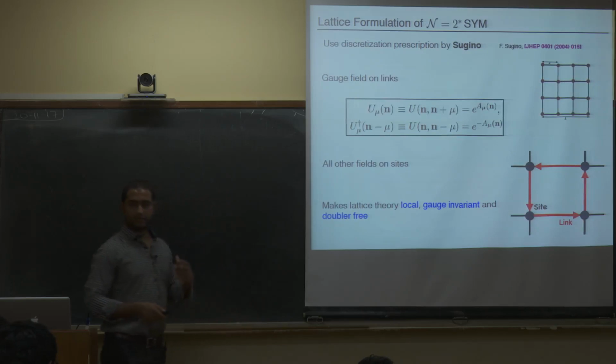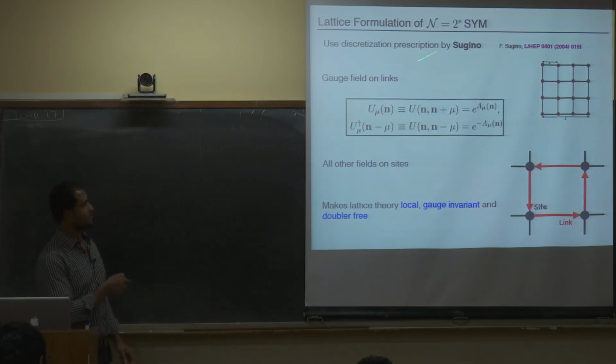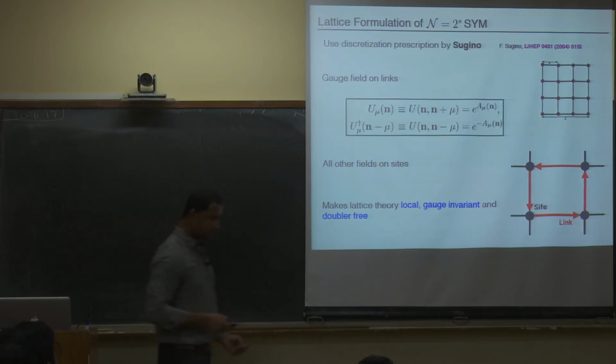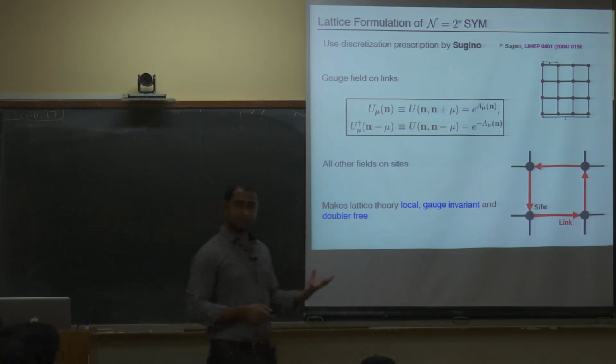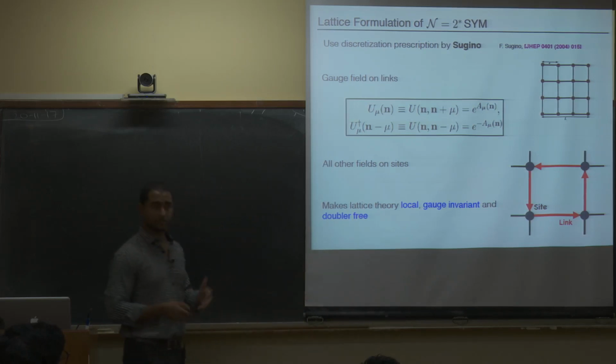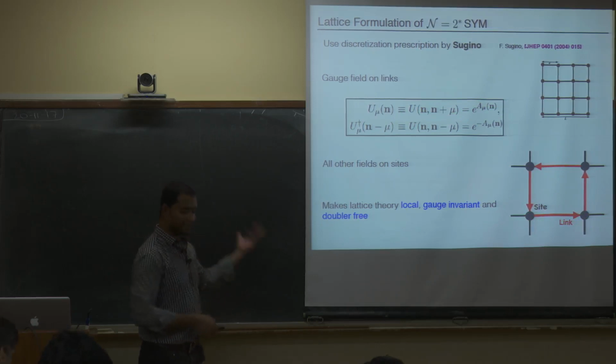Now, discussing this on the lattice. There is this lattice prescription provided by Sugino back in, I think, 2003. He was looking at putting N=4 super Yang-Mills and N=2 in 4D on the lattice, and he gave a prescription to put such theories on the lattice. This is now known as Sugino's prescription for the lattice. Gauge fields live on links, which is familiar to us from lattice QCD. U mu is a map from A mu to a link field on the lattice. It lives on a link. Then all other fields live on sites.